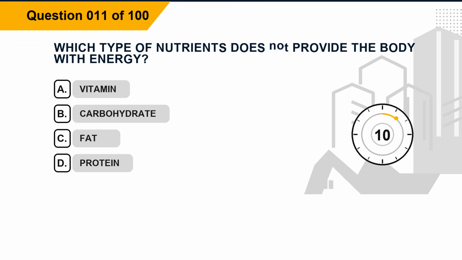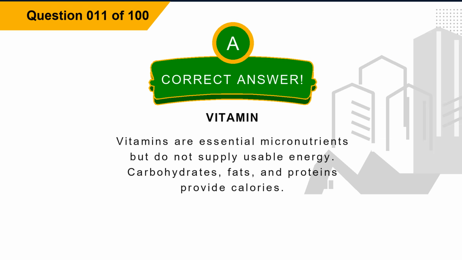Question 11. Which type of nutrients does not provide the body with energy? Option A, vitamin. Option B, carbohydrate. Option C, fat. Option D, protein. The correct answer is option A, vitamin. Explanation. Vitamins are essential micronutrients but do not supply usable energy. Carbohydrates, fats, and proteins provide calories.